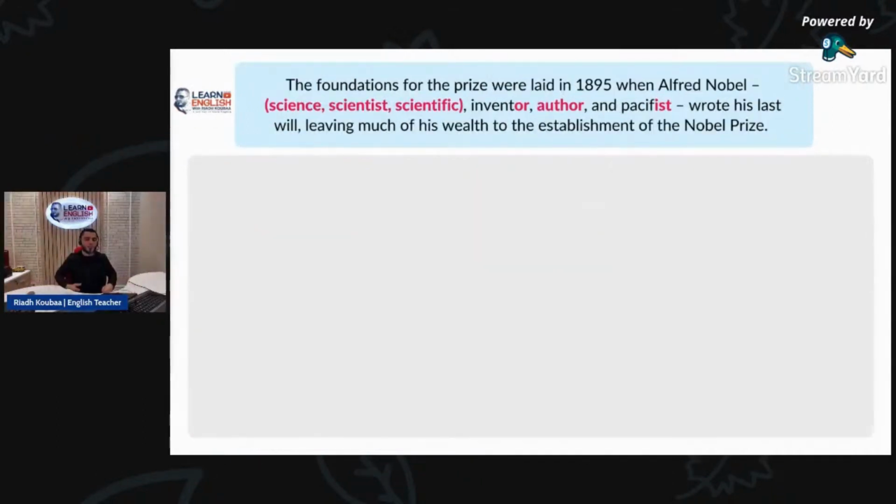The foundations for the prize were laid in 1895 when Alfred Nobel, scientist, inventor, author, and pacifist, wrote his last will, leaving much of his wealth to the establishment of the Nobel Prize. So here, what are our indicators for this one? Let's see what we have. We have inventor, we have author, and we have pacifist. And by the way, pacifist means he was opposed to wars. He was not in favor of wars, because he invented the dynamite and he founded the Nobel Prize.